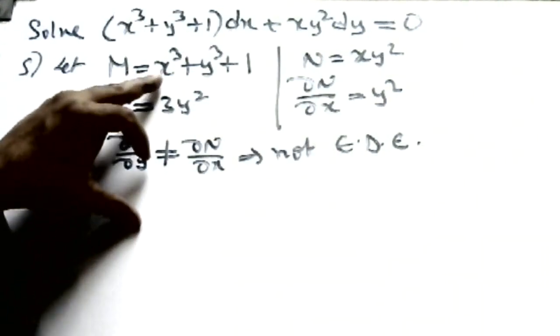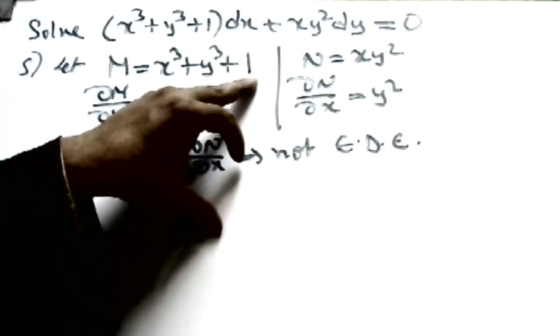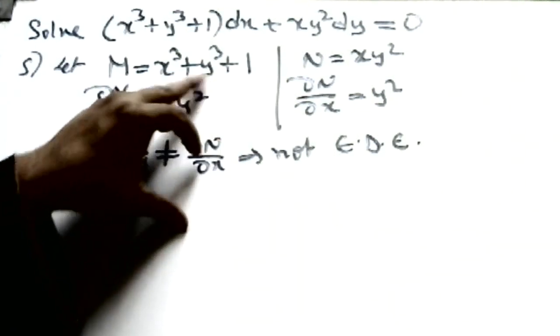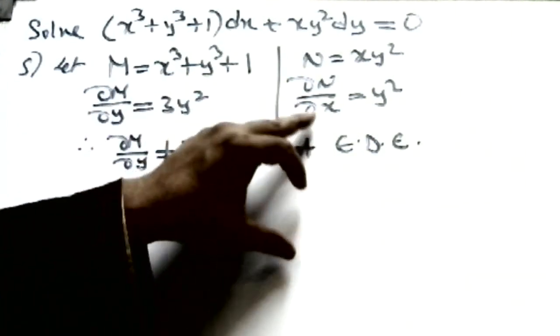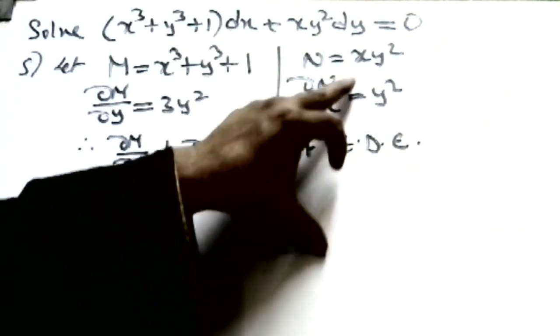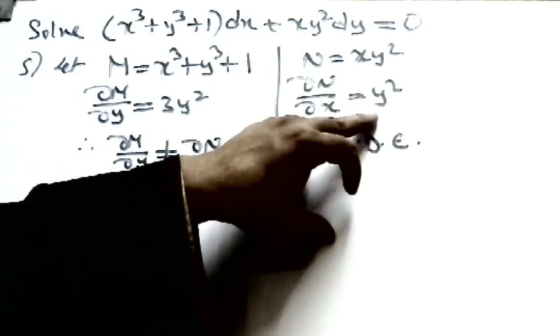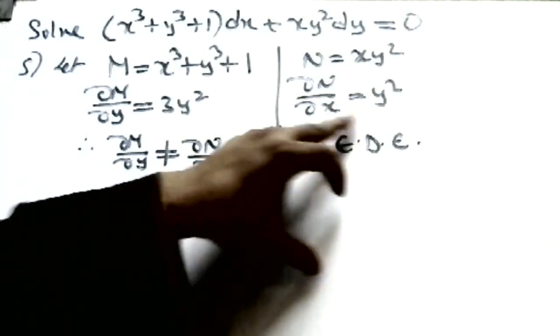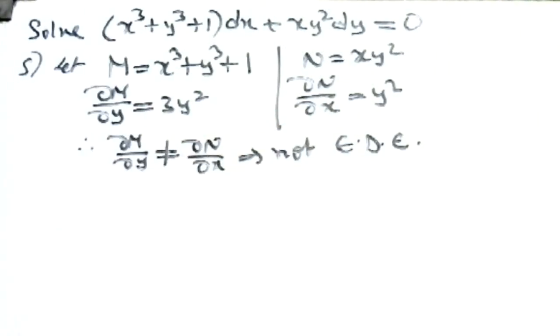So if you find ∂M/∂y, with respect to y, we don't have y here, so this constant is 0. Y cube differentiation is 3y square. With respect to x here, d by dx of x is 1, 1 into y square is y square. These two are not equal, therefore we say it is not exact.